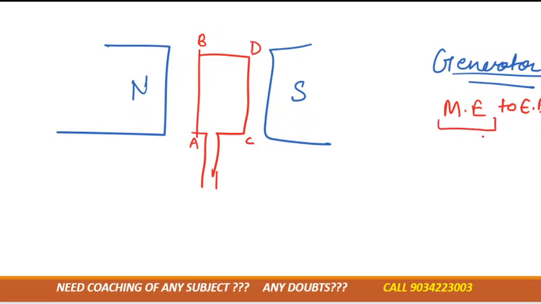Again this is the coil A, B, C, D. But this time we are providing mechanical energy. Mechanical energy means we are rotating this coil like this. Okay, you can rotate it clockwise or anti-clockwise. That depends on you only.